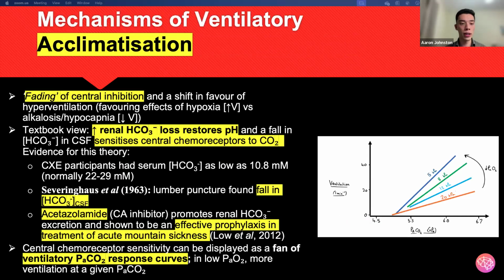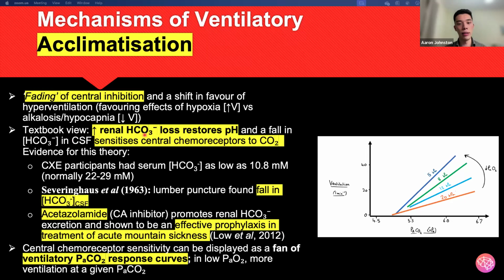So what are the mechanisms of ventilatory acclimatization? I'm going to discuss a few mechanisms, but I want to point out that in an essay, you should be really talking about the textbook view. And then I'm going to give you some other interesting possibilities. But your lectures and textbooks will tell you that it is the loss of renal bicarbonate which helps restore pH.